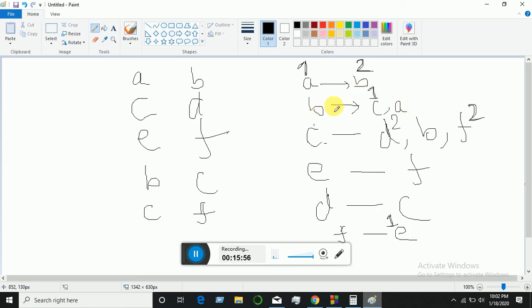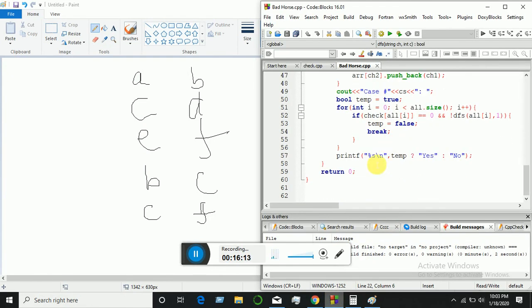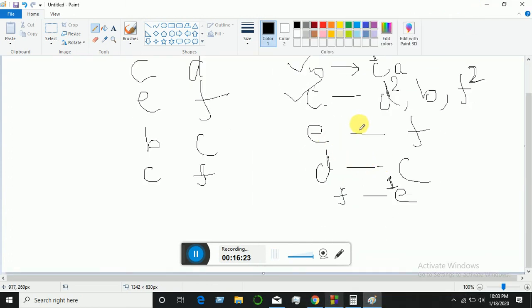Now for b, as b is already visited, it is not necessary to visit b again, and c I see is already visited, so it is not necessary to visit it again. This is done by checking whether it is visited or not. It is checked by the map. If it is not visited, then the function is called. If it is visited, then the function is not called. Okay, f is already visited, f is 2 and e is 1. As e is already visited, there is no need to go to e, and c and d are already visited. So as all the ways are possible, it prints yes.